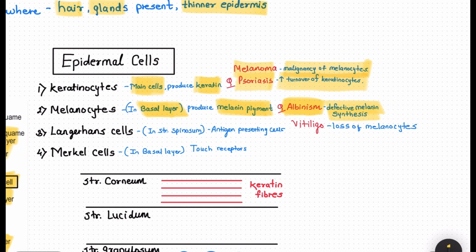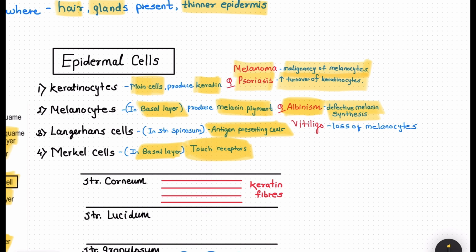Then comes Langerhans cells. Langerhans cells are present in stratum spinosum. And stratum spinosum में जो Langerhans cells होते हैं, they are nothing but APC cells. APC cells means antigen presenting cells. And also come to Merkel cells. Merkel cells are present in basal cell layer and they are nothing but touch receptors. Okay, they are responsible for touch sensations.